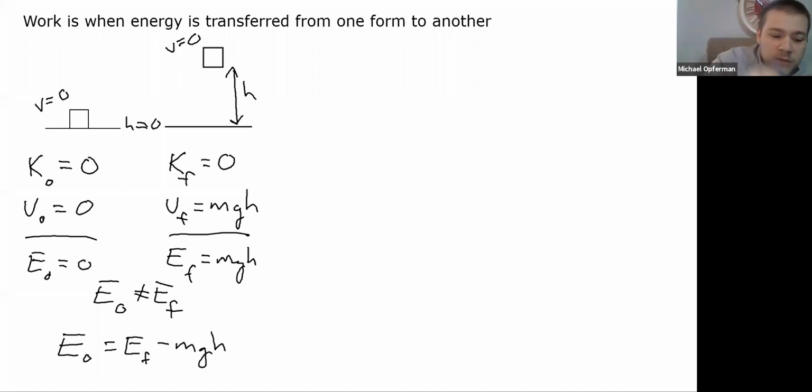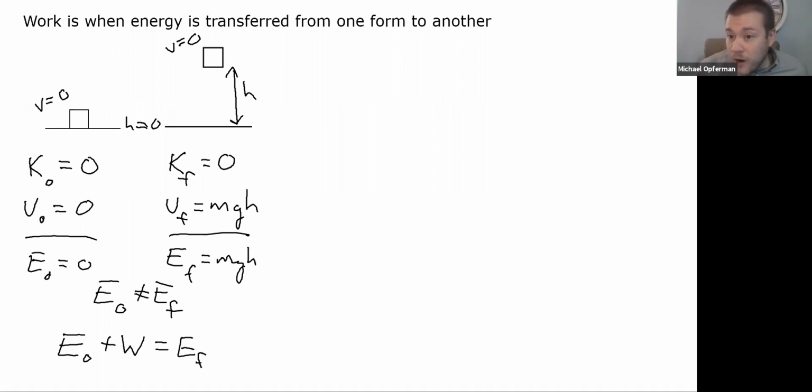Or if you prefer, it would be a little bit easier to write it the other way so that we don't have that negative sign confusing us later. I am going to call mgh the work that was done on the box. I'm claiming right now that that mgh, that energy change, is the amount of work that was done on the box. And so the amount of work that was done on the box has to be added to the initial energy to get the final energy. Or in other words, if we move initial energy to the other side of the equation, we get that the work is the change in energy.